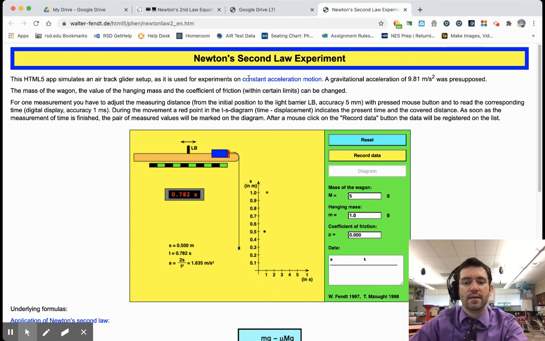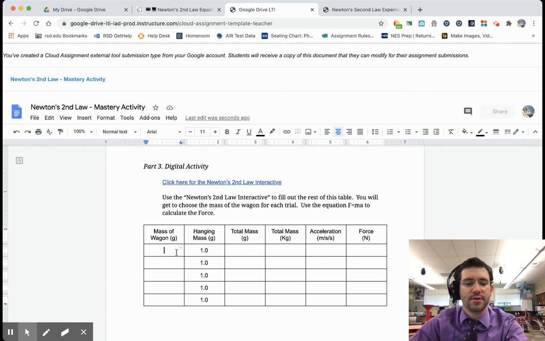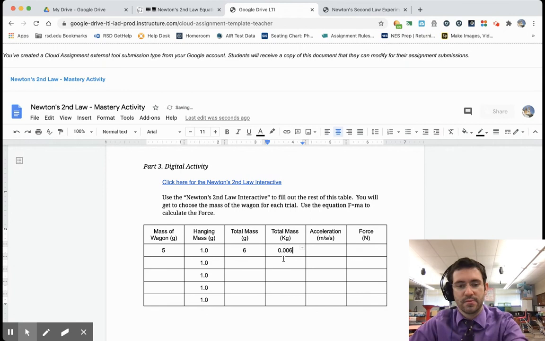So now let's go back and see what you really need to record. For each one, you're going to choose the mass of the wagon. Let's say I picked 5 grams. It means our total mass together, I add these together, 5 plus 1 is 6. My total mass in kilograms, again, because we want to calculate force. In order to calculate force, we need to know the full mass. 0.006 for me, because I moved the decimal point 1, 2, 3 times to go from grams to kilograms.